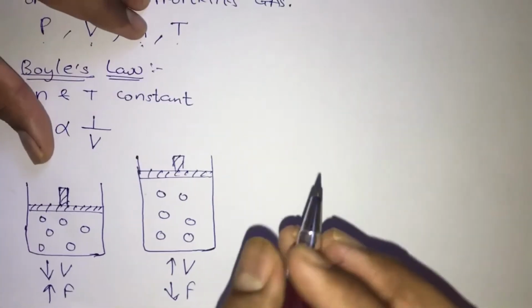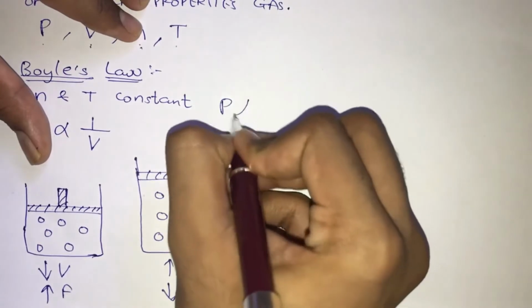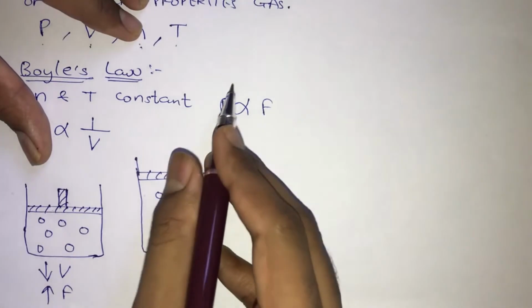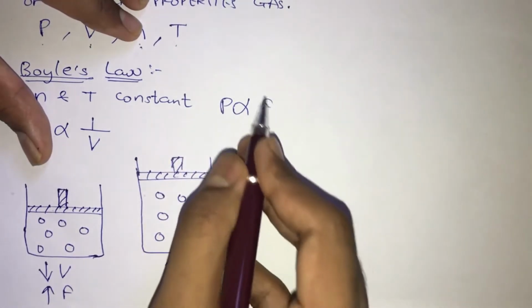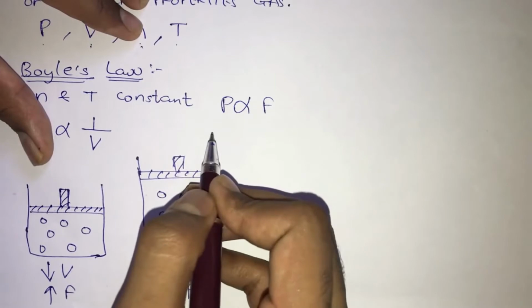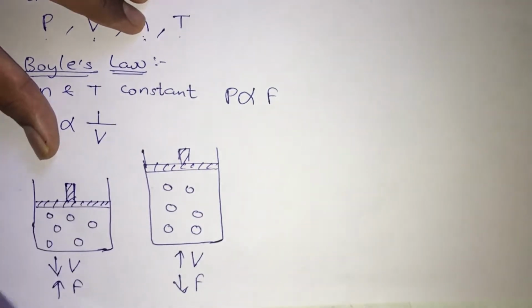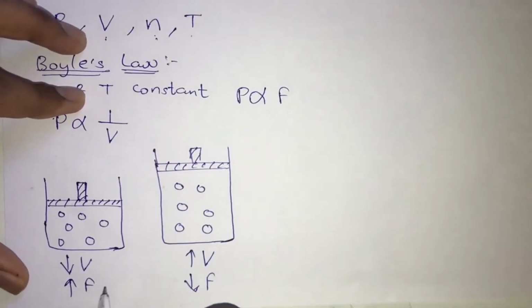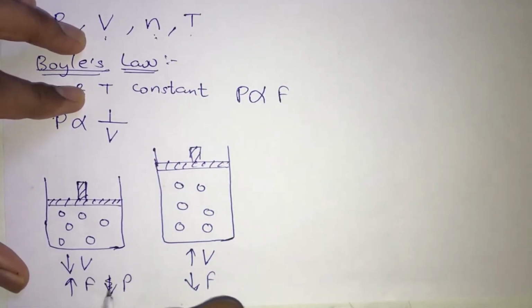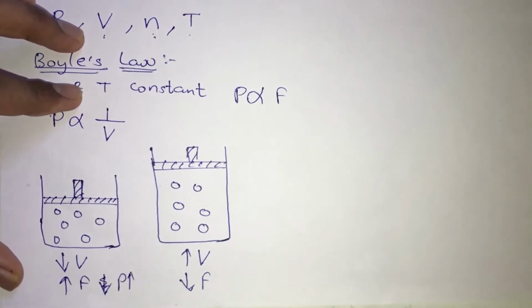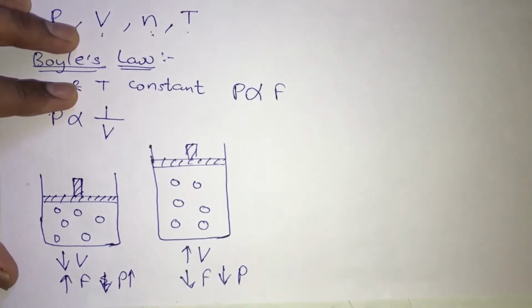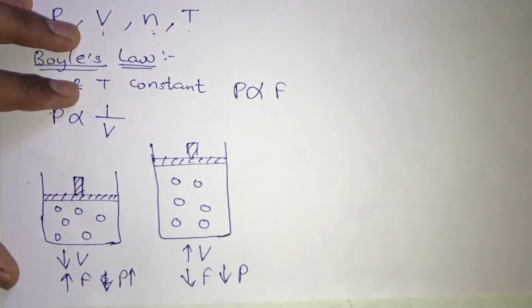Now you should know one thing, that pressure is directly proportional to force, which means that if you increase the force, pressure is going to increase, and if you decrease the force, pressure is also going to decrease. So they are directly proportional to each other. So now here, since the force is increased, obviously the pressure is also going to get increased. And since here the force is decreased, obviously the pressure is also going to decrease. So I hope this particular experiment you have understood.